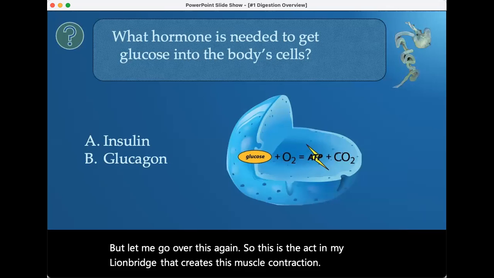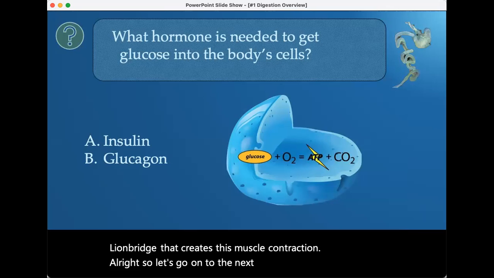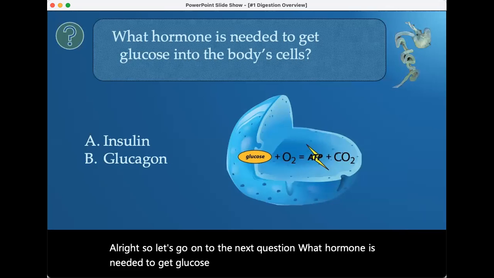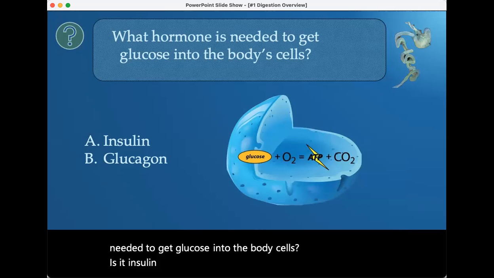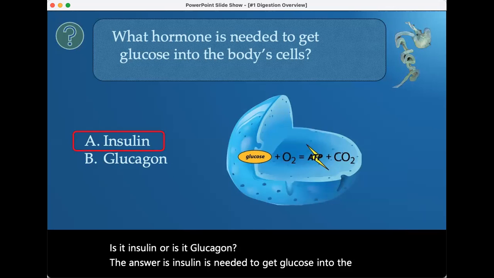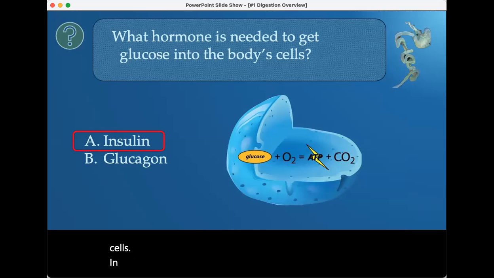All right, so let's go on to the next question. What hormone is needed to get glucose into the body cells? Is it insulin or is it glucagon? The answer is insulin is needed to get glucose into the body cells in order for normal cellular metabolism.